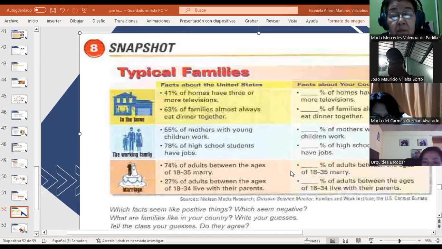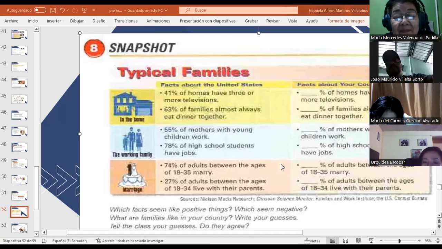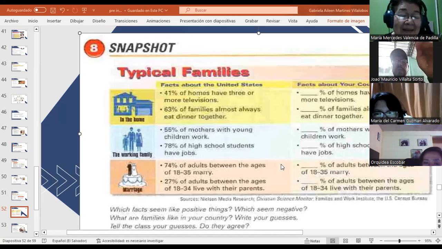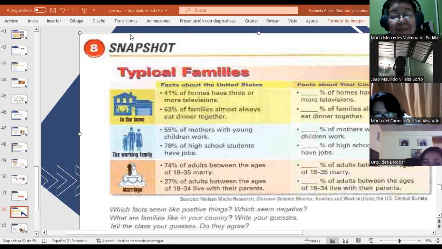What is the percentage of adults between the ages of 18 to 35 who are married? Forty percent, I think. You think? I think that is 60%, but it's something that is happening, that the families are destroyed. A lot of divorce. A lot of divorce. Están aburridos. It's my case. Oh, your case? Really? Whose case is it?